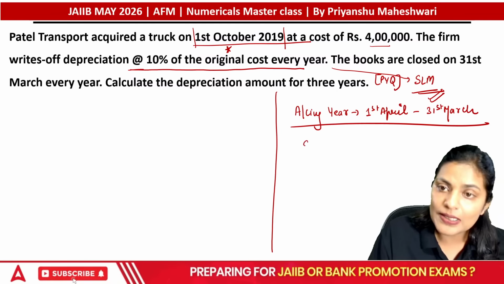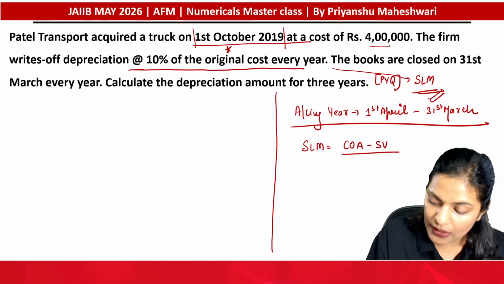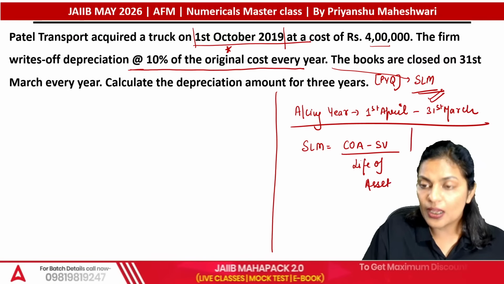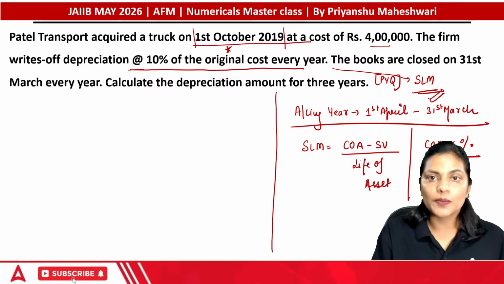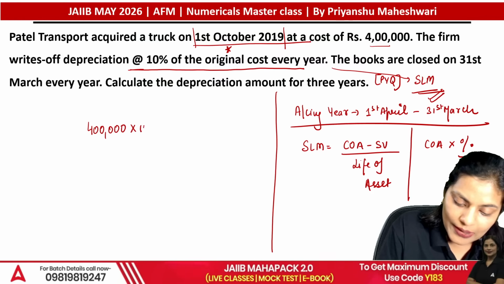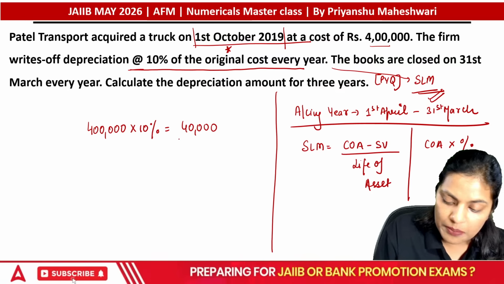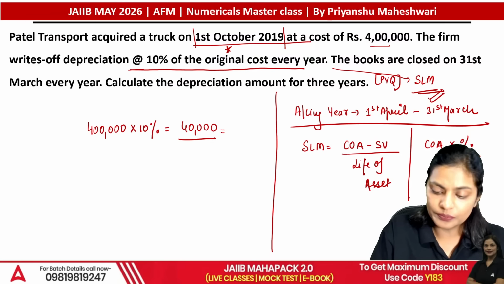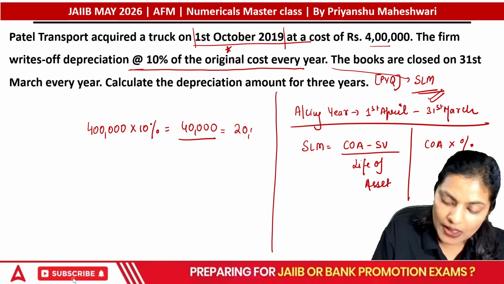Now, what is the formula of SLM? SLM is equal to cost of acquisition minus salvage value divided by life of asset, or this is one formula. The other could be the percentage basis, so basically cost of asset into percentage of depreciation. Now, it says that the asset was bought at a price of 4 lakh. 4 lakh 10%. That means 40,000. But this 40,000 is for the entire year, and we are looking only at half a year. So, this would be 20,000 for year 1.